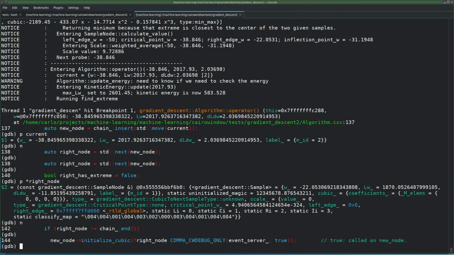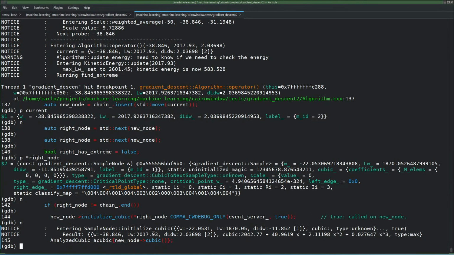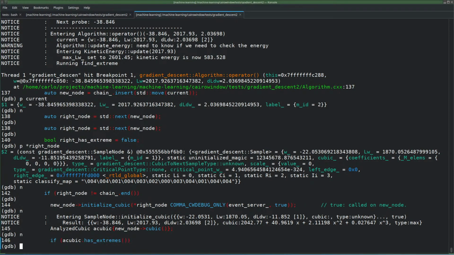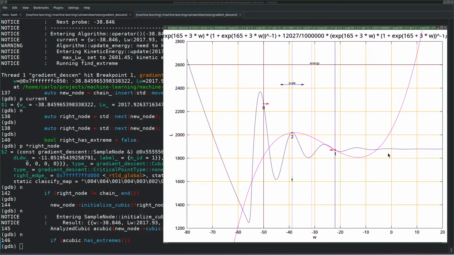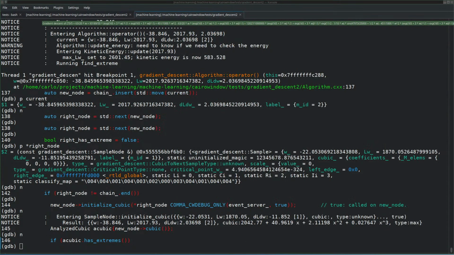Right node is not at the end. Initialize the cubic. Well, that worked. Analyze the cubic. Could step into that. Maybe that is a failure. But let's not do that. Just has extremes. Well, the thing totally has extremes. It's even being drawn here now. So we have this thing that has extremes there. One there, one there, right? But how do we know that?